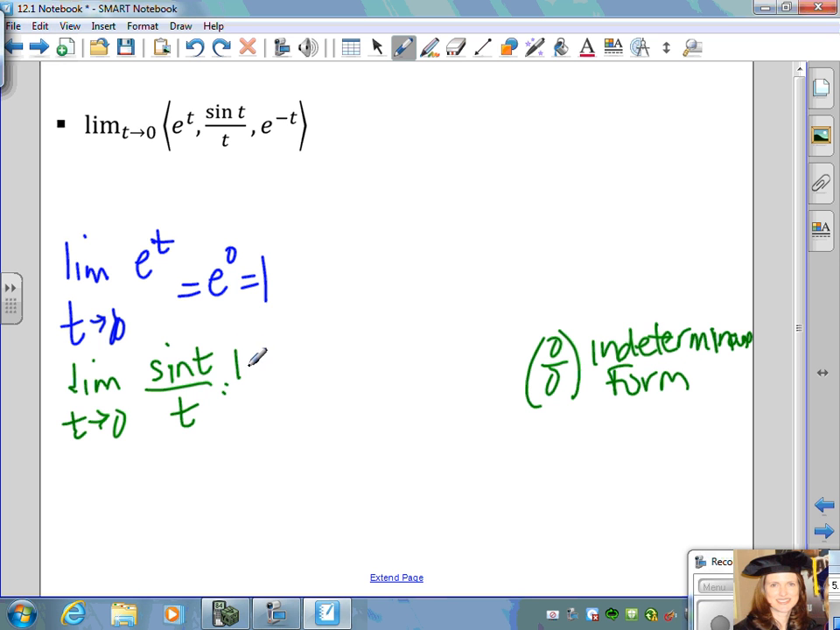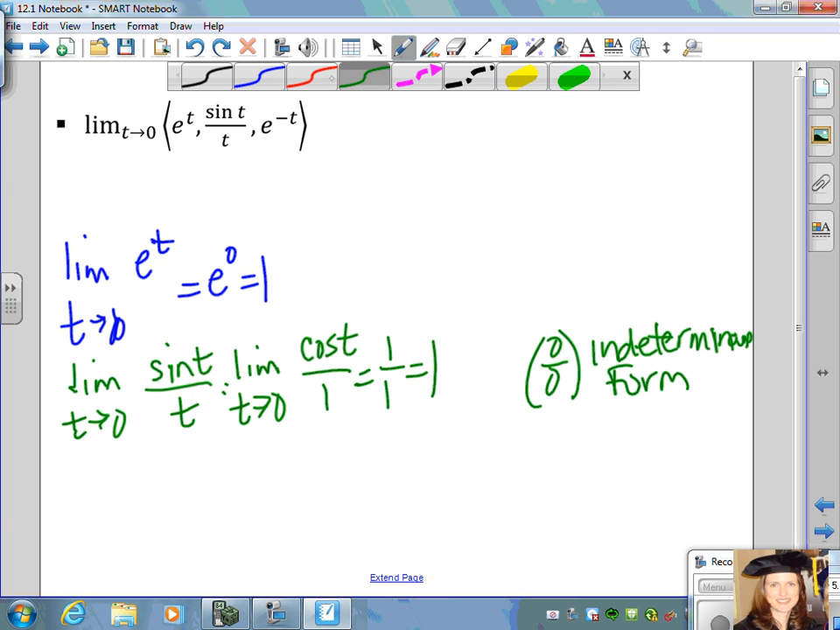So the limit of sine t over t as t approaches 0 is going to equal the limit as t approaches 0 of the derivative of the numerator over the derivative of the denominator. The derivative of sine t is cosine t, and the derivative of t is 1. Now you can plug in 0. The cosine of 0 is 1. 1 over 1 gives you 1.